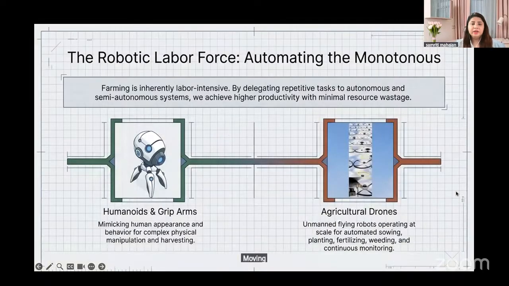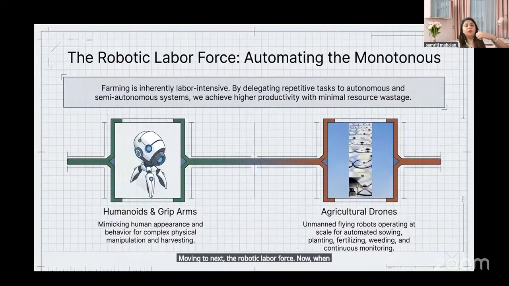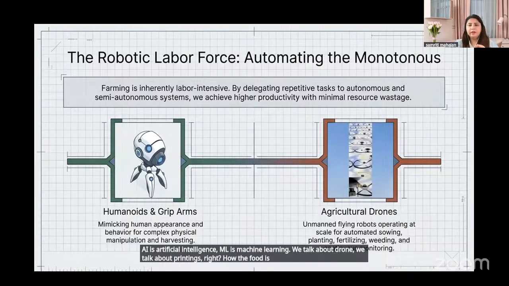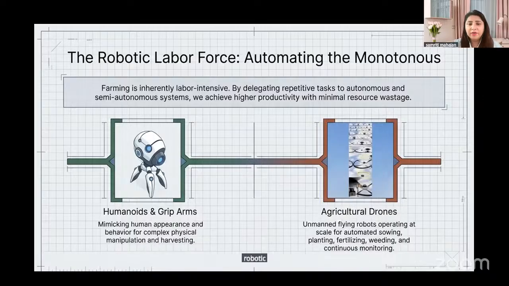Moving to next, the robotic labor force. Now, when we discuss AI, ML, AI is artificial intelligence, ML is machine learning. We talk about drones, we talk about printing, right? How the food is being contained. Then we will definitely discuss how the robotic labor is deployed, and how it automates the monotonous tasks. So that we need to discuss.